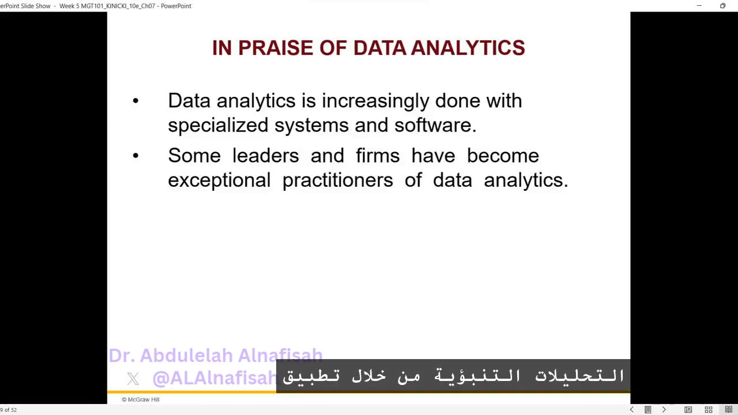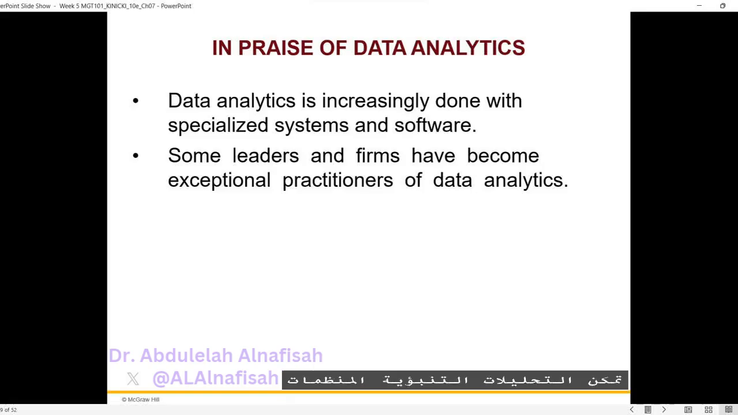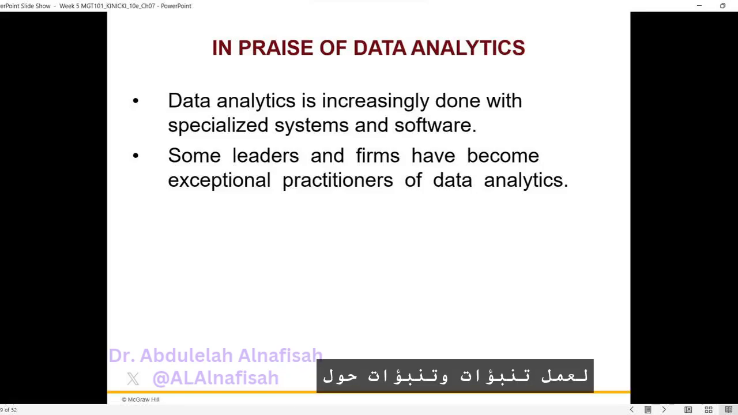Predictive analytics. By applying statistical models and algorithms to historical data, predictive analytics enables organizations to make forecasts and predictions about future outcomes. It helps in anticipating trends, identifying potential risks, and making proactive decisions.